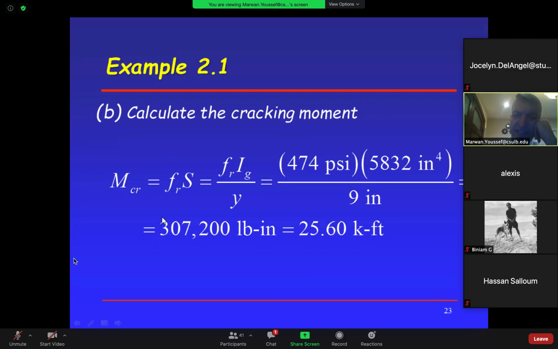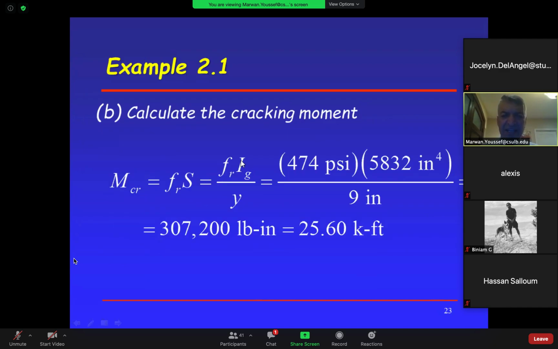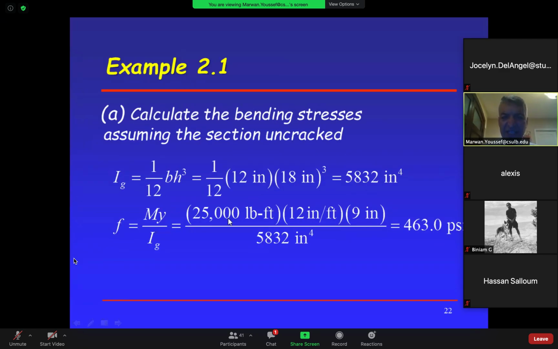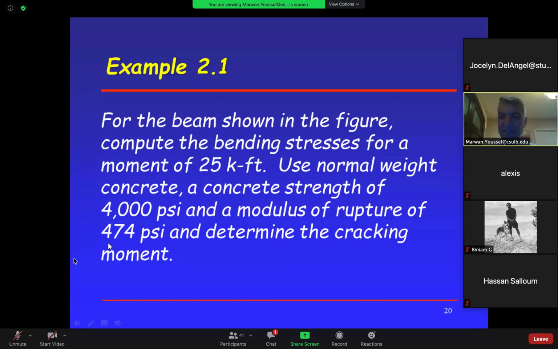Like I said, always judge your numbers. This is telling me when the applied moment reaches 25.6 kip-feet, what's going to happen to the beam? It's going to crack. What is my moment? My moment is only 25. So did my beam crack? No. See, we showed it both ways. My applied moment is less than my cracking moment, so the beam didn't crack. And my tensile stress in the beam is less than my modulus of rupture, which is the stress, so my beam didn't crack. See that?